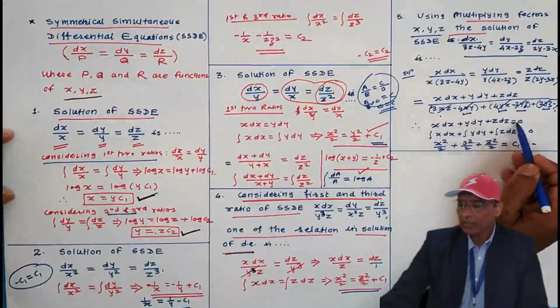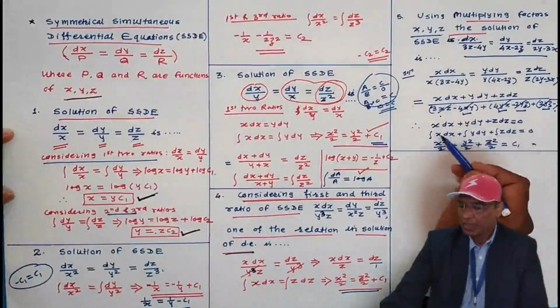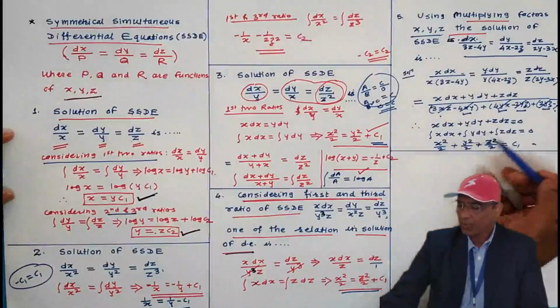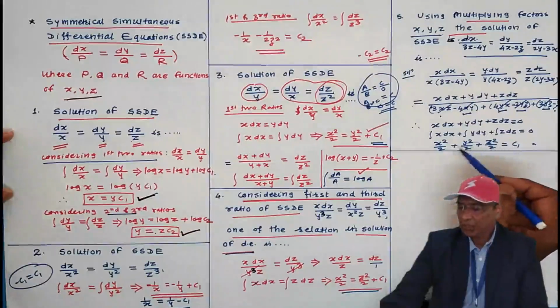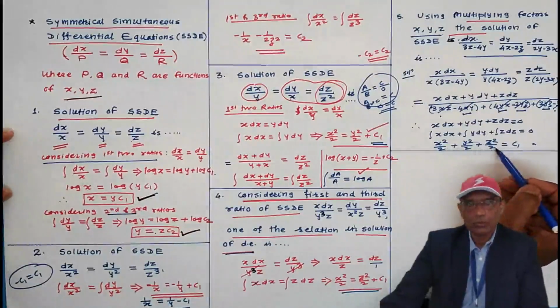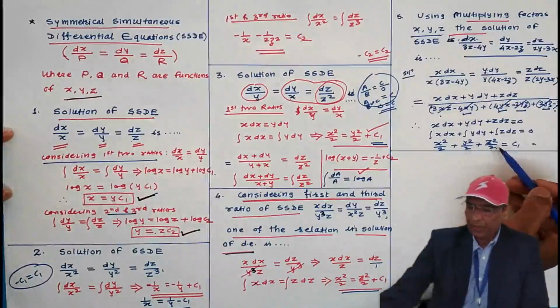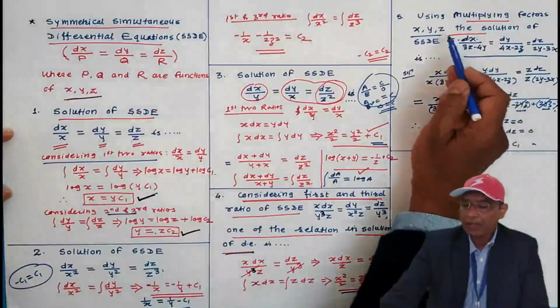And once the numerator equal to 0, then take integration. Integration of x is x square by 2, integration of y is y square by 2, integration of z is z square by 2. And finally, in the last step, you can multiply by 2 also. I have not done, but you can multiply by 2 also, because 2 is common in the denominator. Okay, in this way we solve the problem when the multiplying factors are given.